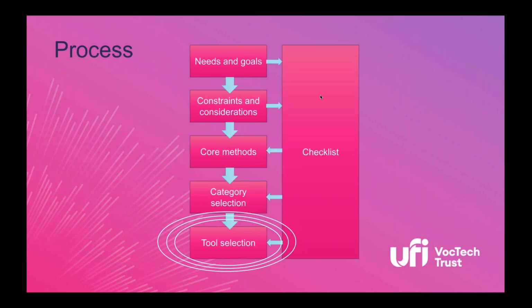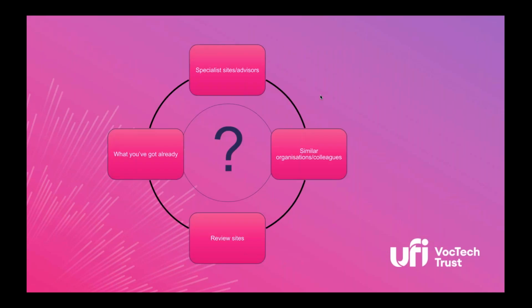Okay, so that's a quick rush through saying you've decided on your method, you've had a look at what categories of tool you need. How on earth do you actually decide which one? How do you make a specific decision about specific tools? So here's a little model for you.